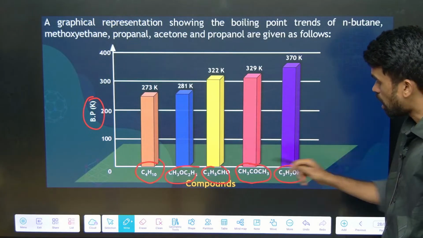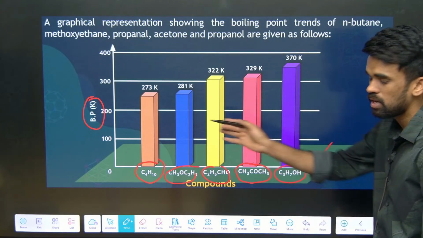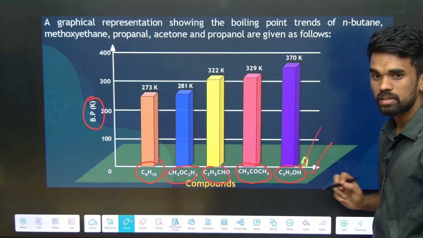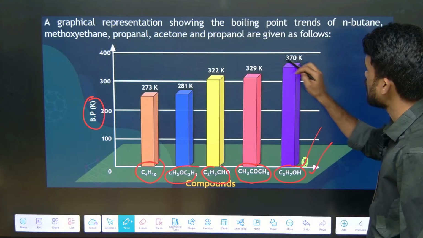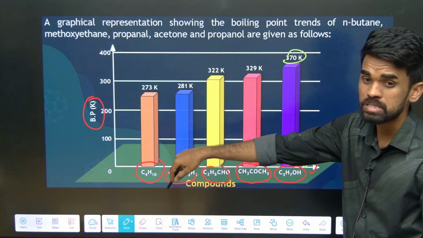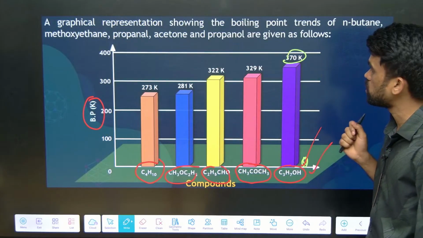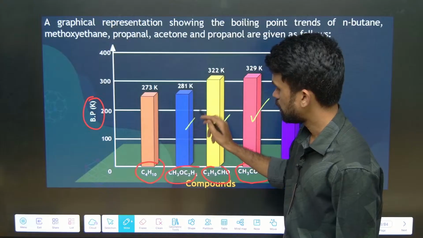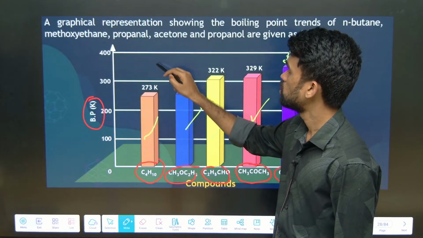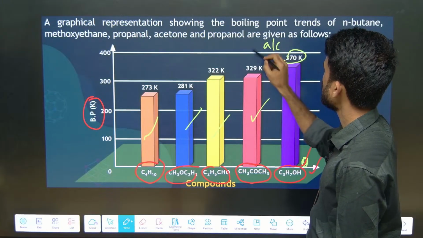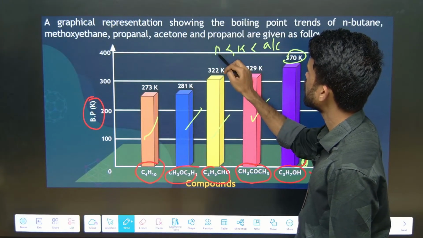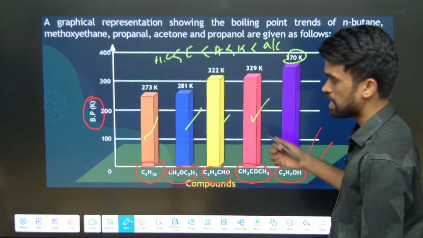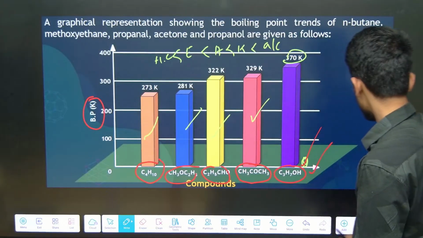Always remember, alcohols have more boiling point than the other compounds. In the last class also I discussed why: because of the hydrogen bonding in alcohols. So it has the highest boiling point compared to other compounds of similar molecular weight. Then next ketones, next aldehydes, then ethers, and the least is hydrocarbons. From this data you can understand this point. Let's move forward.